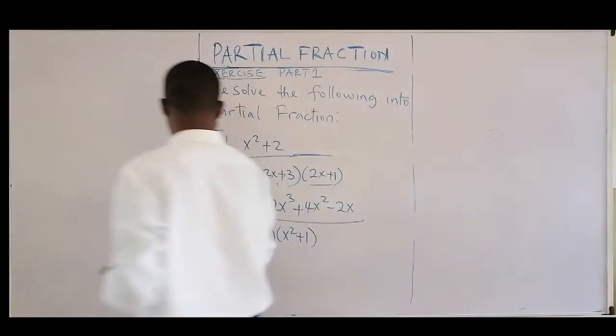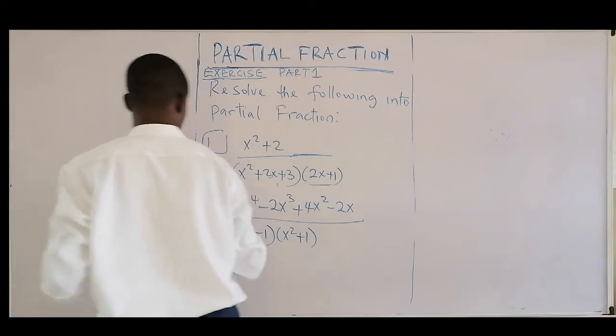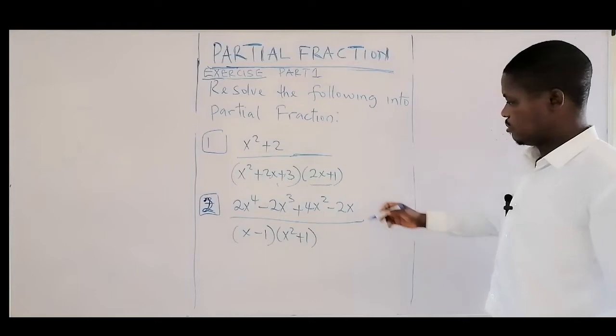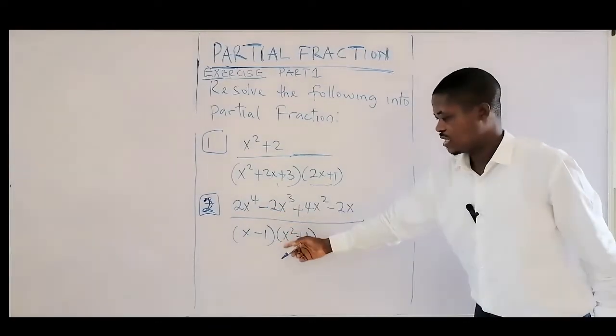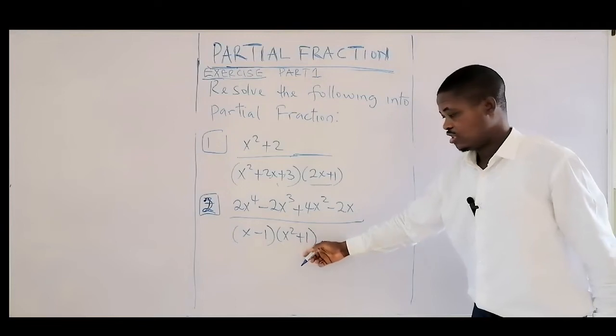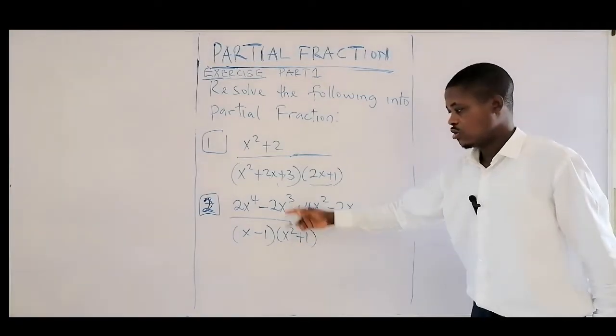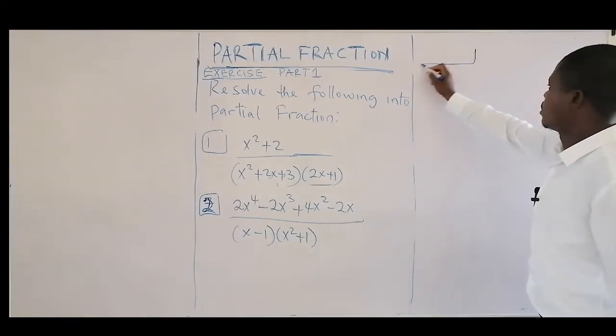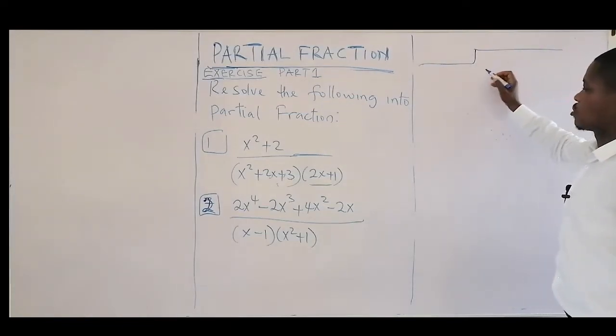Question 2. Here the power of the numerator is higher than that of the denominator. The denominator is power 3, the numerator is power 4. So in that case, we'll carry out polynomial division, which is what?